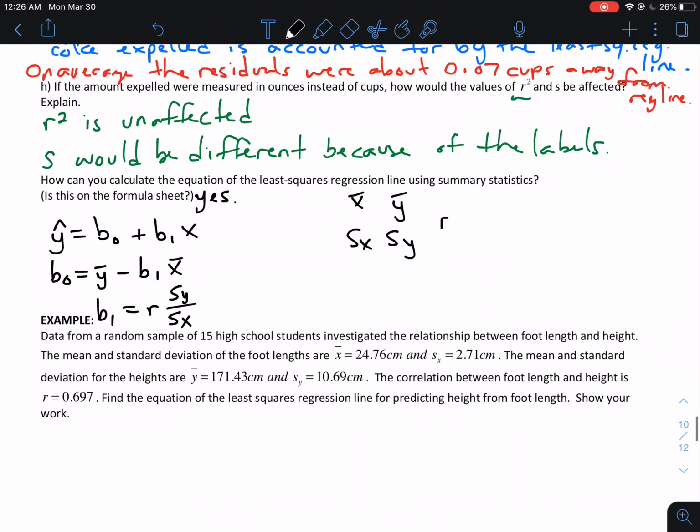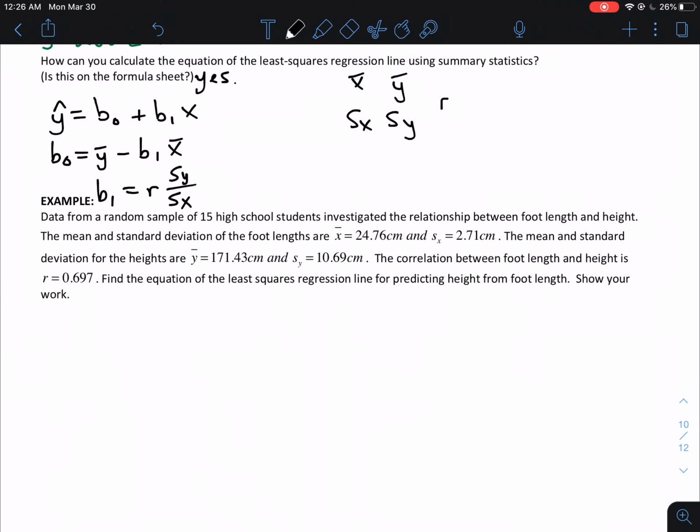Okay, so just to show you how this works, I've got an example here for us. We've got data that came from a random sample of 15 high school students, investigating the relationship between foot length and height. The mean and standard deviation of the foot lengths were 24.676 centimeters with a standard deviation of 2.71 centimeters. The mean and standard deviation for the heights were y bar equal to 171.43 centimeters, and s of y equal to 10.69 centimeters. The correlation between foot length and height was found to be r equals 0.697. Find the equation of your least squares regression line predicting height from foot length, and then show your work.